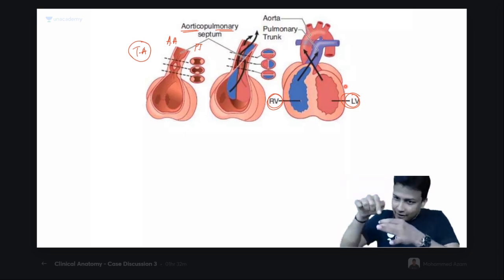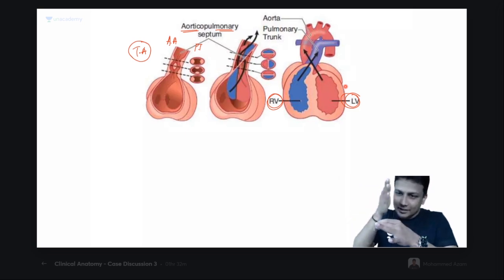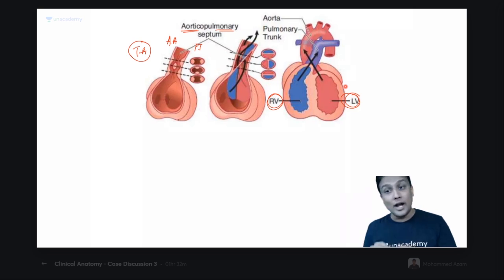So in that truncus arteriosus, I repeat again, there is a septum. That septum is known as aorticopulmonary. Why? Because on one side aorta, on the other side pulmonary trunk. Aorticopulmonary septum. And it is also known as spiral septum. Why? Because that septum will take a spiral turn. And because of the spiral, the aorta is going to begin from the left ventricle, and the pulmonary trunk is going to begin from the right ventricle. Understanding my point here right now?